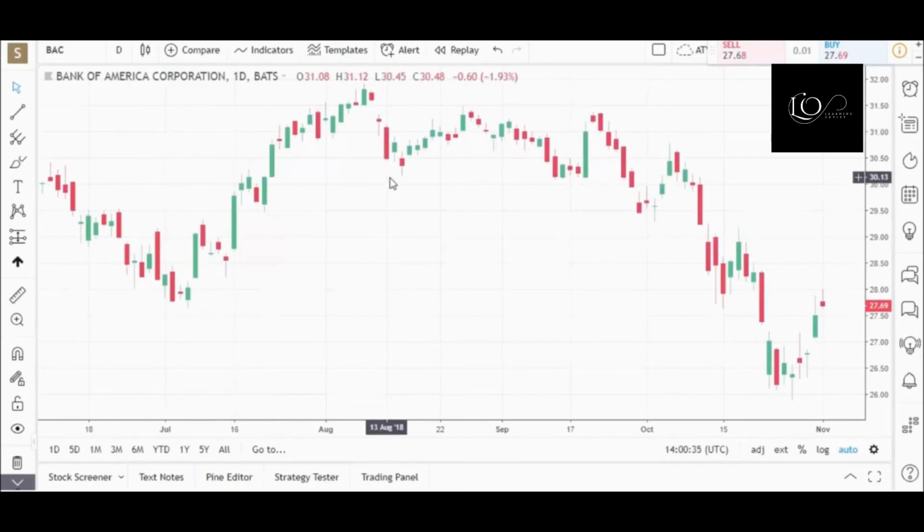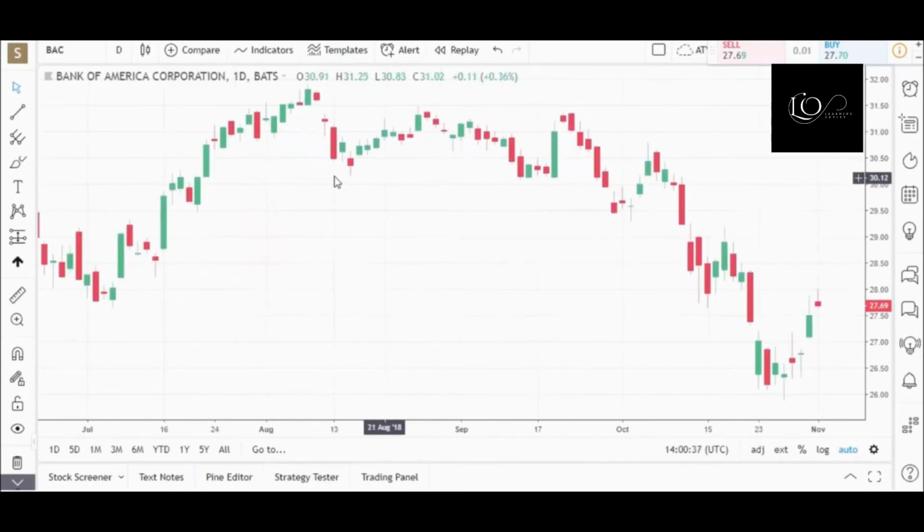And let's look at that same day on the candlestick chart. Here on August 13th, everything is the same, the open, high, low, and close. You can see there's a very small wick at the top, which represents where the high of the day was. A very small wick on the bottom. The stock opened at 31.08, as we said, and that's the top of the red body. And it closed at 30.48, which is the bottom of the red body.